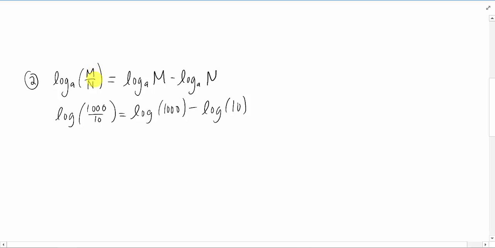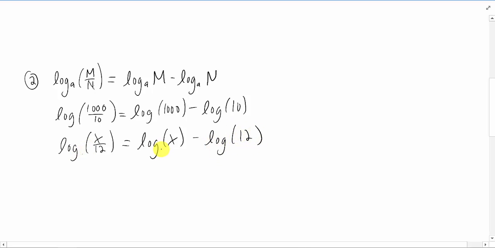Keep in mind that m and n don't have to be numbers, they can be expressions. So the log of, say, x over 12, I'm just making things up here, of course, can be written as the log of x minus the log of 12. And again, it doesn't matter what the base on any of these is, as long as in each equation the base is the same on the left and the right side.